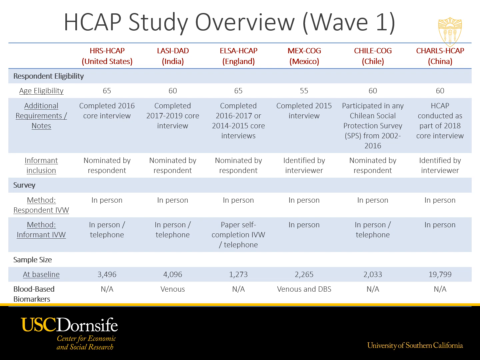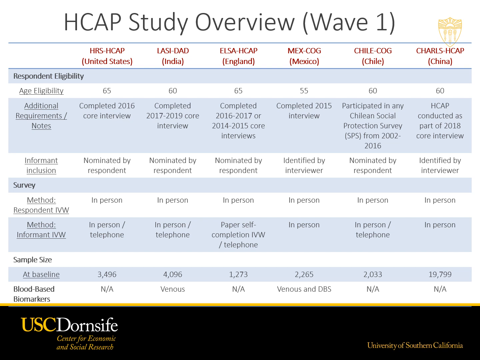Age thresholds of eligible persons vary from 55 to 65 years. In high-income countries like the US and England, the HRS HCAP and the ELSA HCAP require folks to be 65 years and older. In low and middle income countries like China, India, and Chile, the age threshold was 60 years, and the MexCog had the lowest age threshold of 55 years and older. They must have participated in the previous core interview. Please note that the CHARLS HCAP was conducted as part of the 2018 core interview rather than as a separate sub-study.